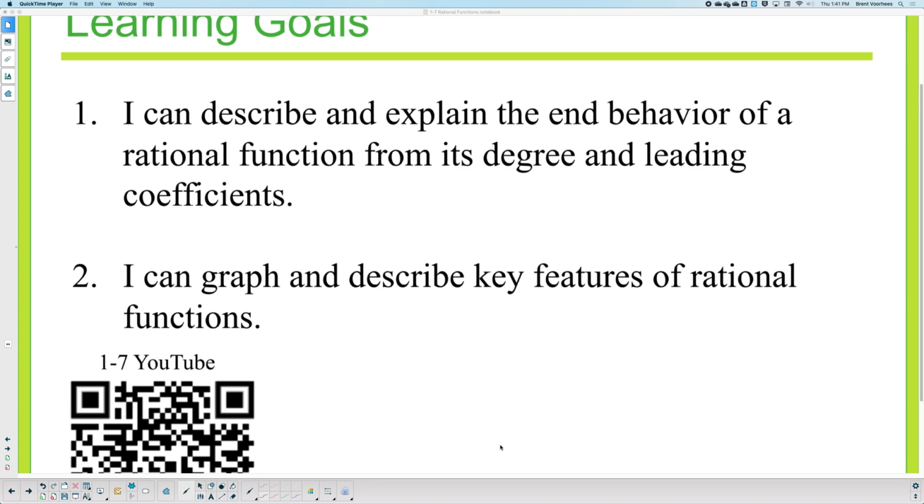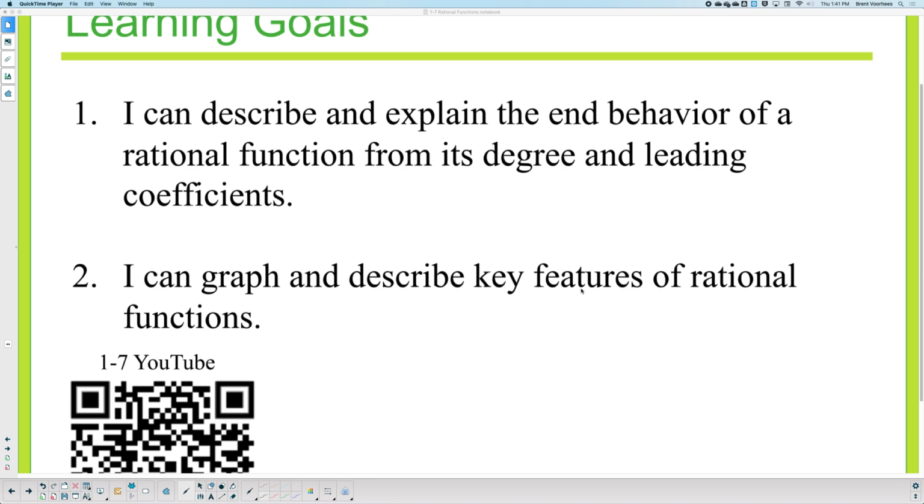All right, lesson 1-7. As we get started today, we're going to have a bit of a transition. We've been working on polynomial functions, doing all kinds of things with them. Now we're going to start what's called rational functions. With rational functions, we'll be able to describe and explain the end behavior. That means the limits as x goes without bound, either to the left or the right, to negative infinity or positive infinity. And we'll be able to graph and describe its key features.